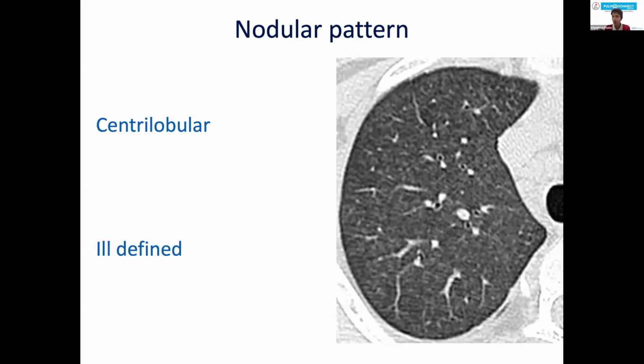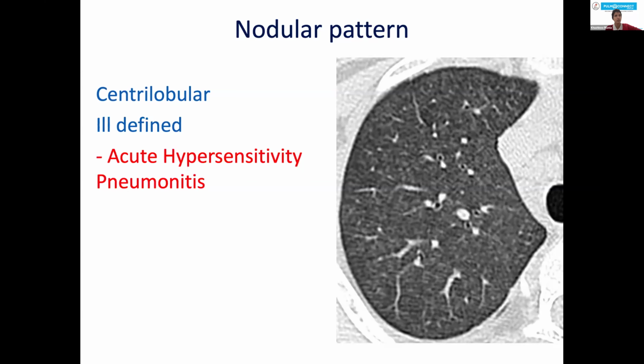So these are centrilobular. Why? Because you see the periphery of the lung is spared. They are not subpleural. These are centrilobular nodules and ill-defined. So ill-defined centrilobular nodules means you are looking at hypersensitivity, acute hypersensitivity pneumonitis. So this is how you define the nodular pattern and describe them.